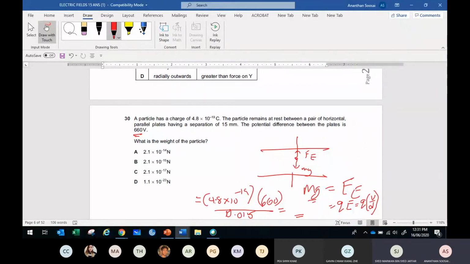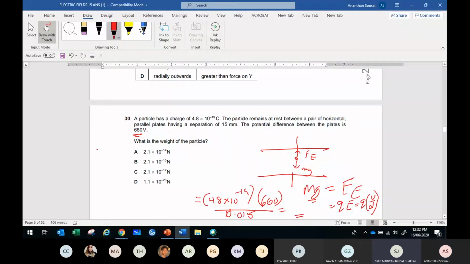Anyone got the answer? So A, right? A. What did you get? A. How did you get A? Because W equals QV and then W equals FD. So I put F equals W, F equals QV over D.